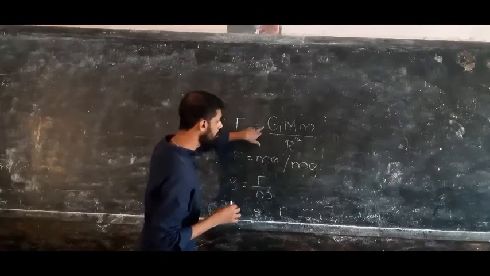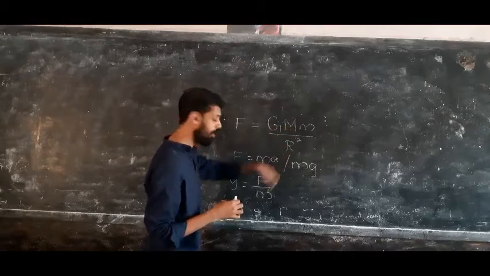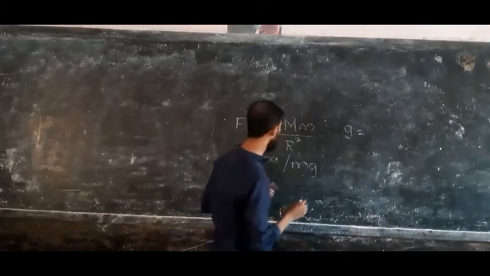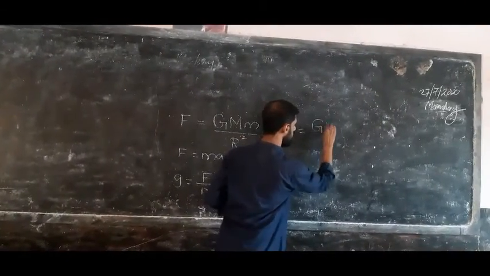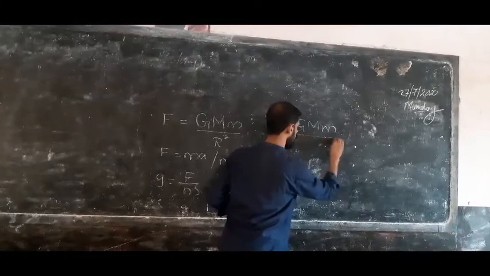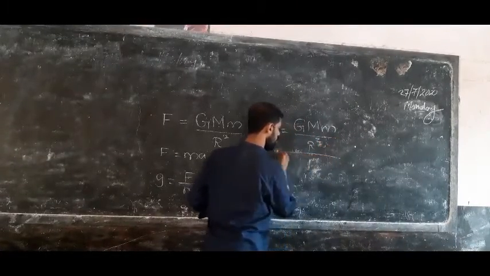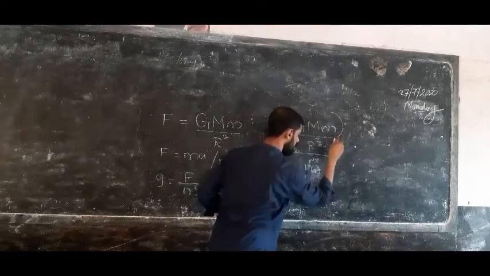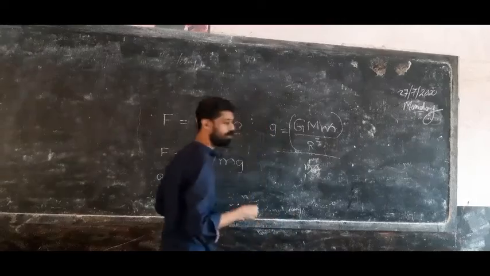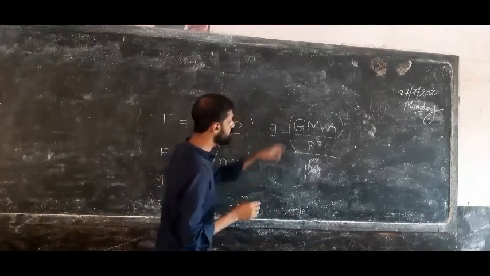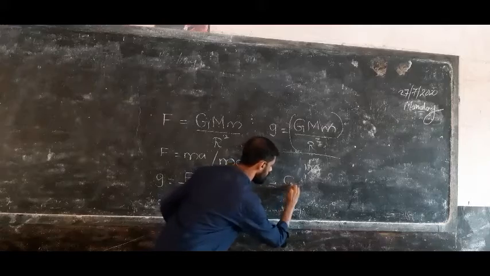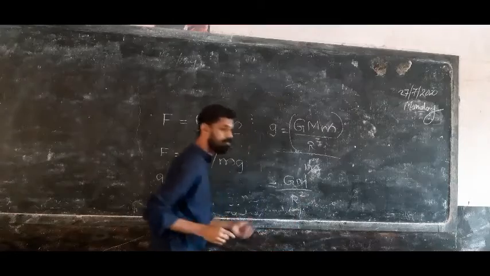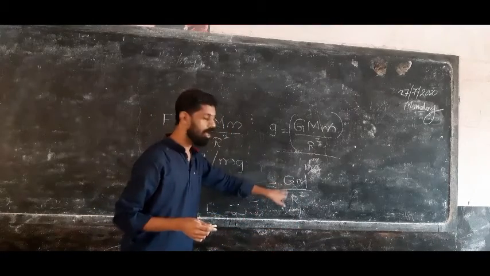What is the value of F? That is G M m divided by R square. Let's substitute that. g equal to, first we write the value of F, G M m divided by R square, the whole divided by m. This is a single thing, so we can cancel this one. So it will become g equal to G M divided by R square.